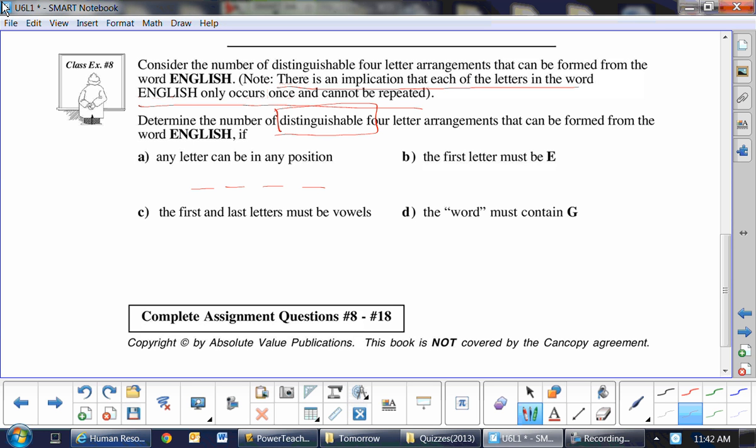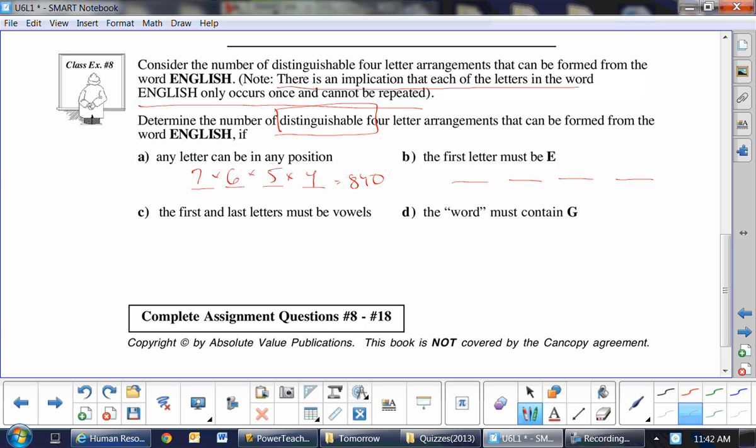So how many choices do I have for the first? I have 7 because there's 7 letters. Okay, now see, if I put a G down, how many choices do I have for the next letter? 6, 5, and 4. Okay, so that is 840 if you multiply them.